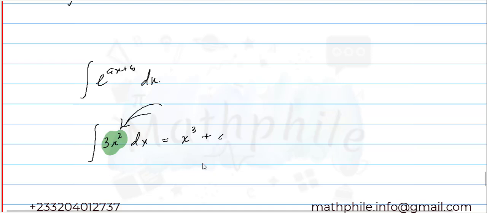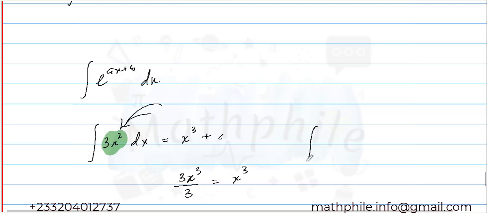You can check this by using the power rule, by adding 1 to the exponent. If you add 1 to the exponent, it's 2 plus 1, which is 3, divided by the new exponent, and this simplifies to x cubed as well. So you can save yourself this trouble if you know the function to differentiate to get 3x squared.